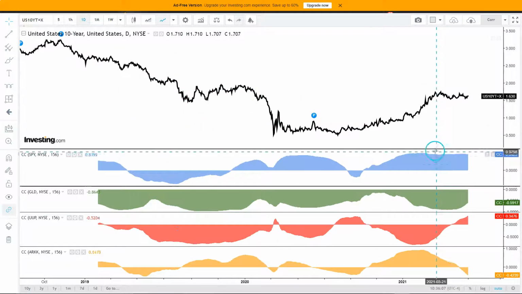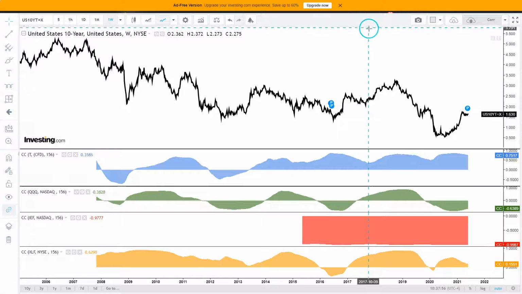So here we go to the daily data points. And in this instance, you see that there is an 84% positive correlation with the S&P 500, which means that they tend to move up together. Here, the negative correlation with gold goes down to minus 59%. There's a positive 35% correlation with the US dollar index, and the minus 42-ish with the ARK Innovation Fund.